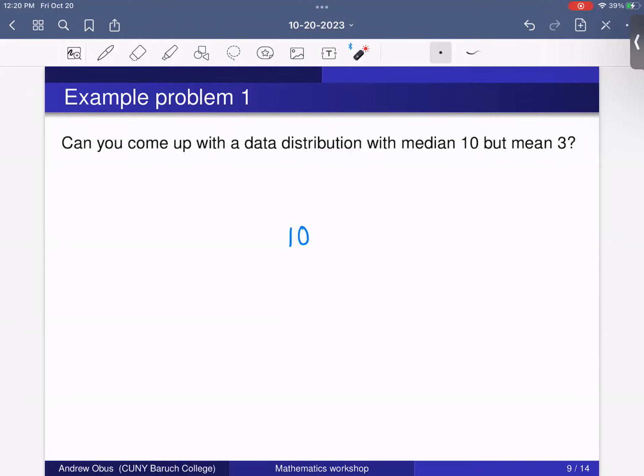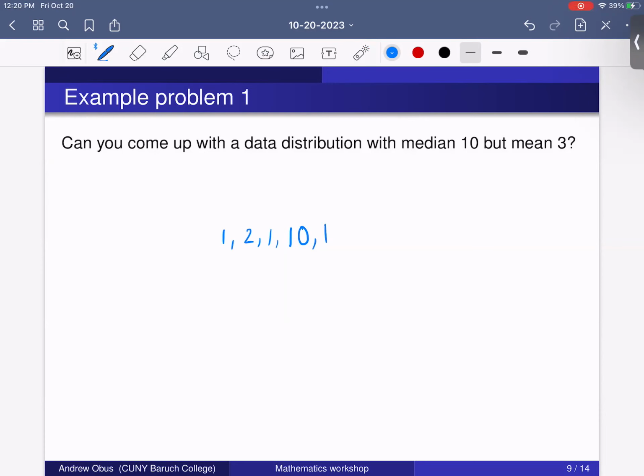Yep. Sorry, Gabriel? Yeah. So since the 10 is already in the middle, let's try 1. So add a 1. Then on the other side, after the 10, another 1. Oh, okay. But the problem is, right?